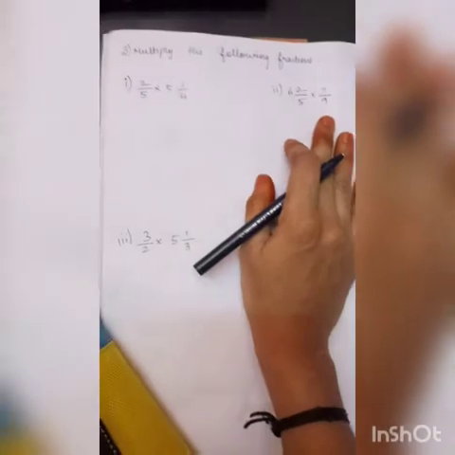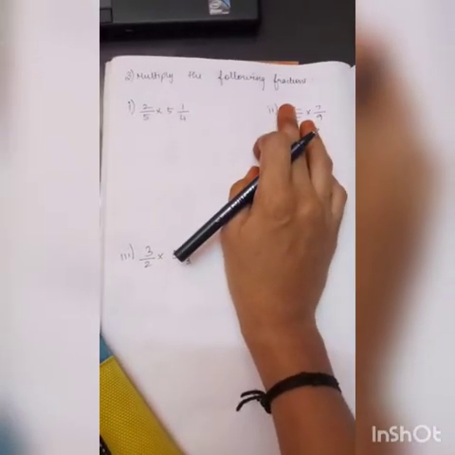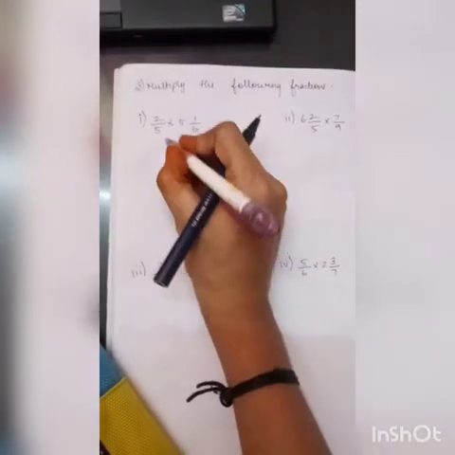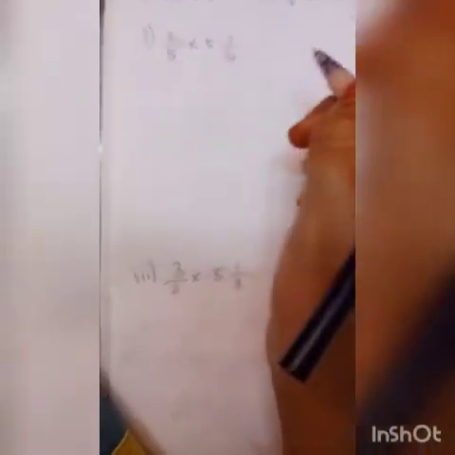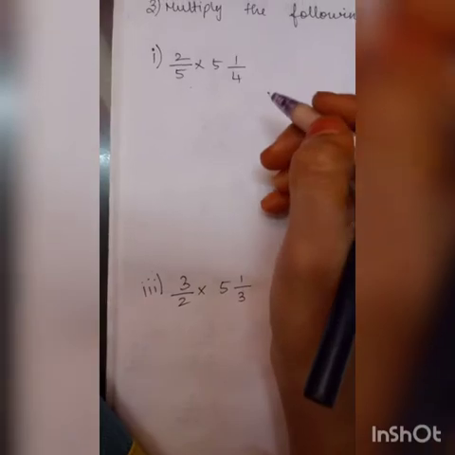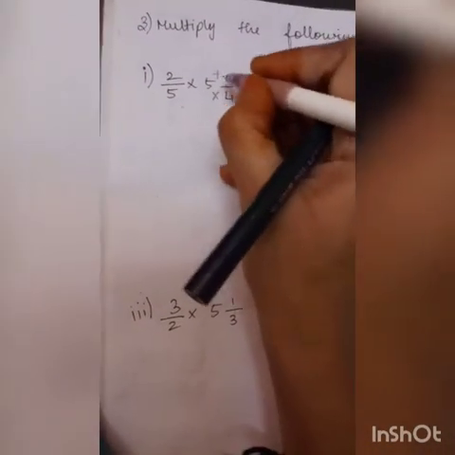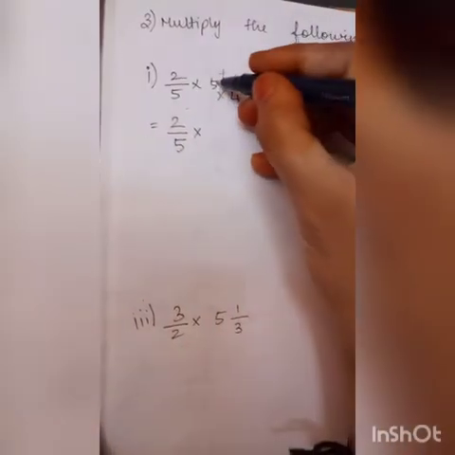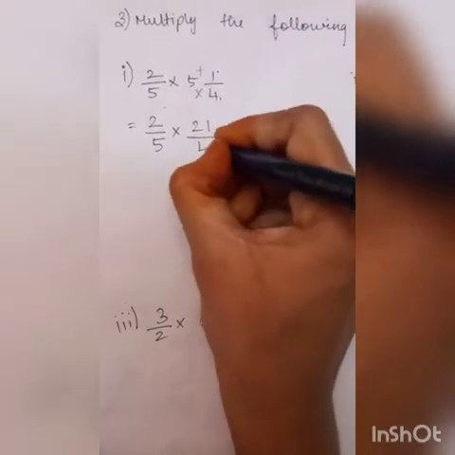Okay children? Next is your third question. Multiply the following fractions. We are going to multiply this fraction. This is like a normal fraction and this is like a mixed fraction, is it? Yes. So what shall we do now? We should convert it into improper. Multiplication, addition. Now 2 by 5 as such, into 5 4s are 20. 20 plus 1, 21 by 4.